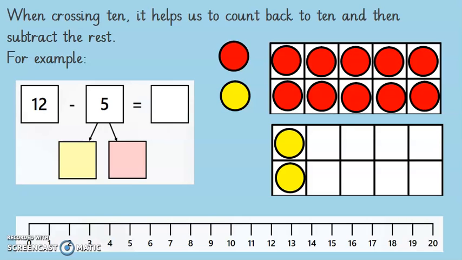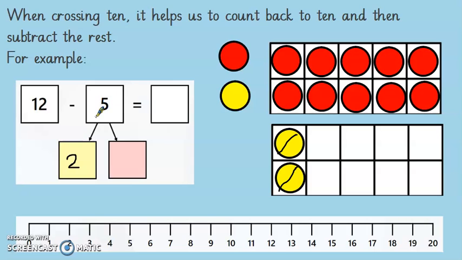When crossing 10, it helps us to count back to 10 and then subtract the rest from 10. It's helpful because we can use our number bonds. So let's have a look at this one. 12 take away 5. I can't take away 5 straight away because I don't have enough ones. I only have 2 ones. So the first thing I will do is take away those 2 ones. Take them away. And that leaves me with 10.